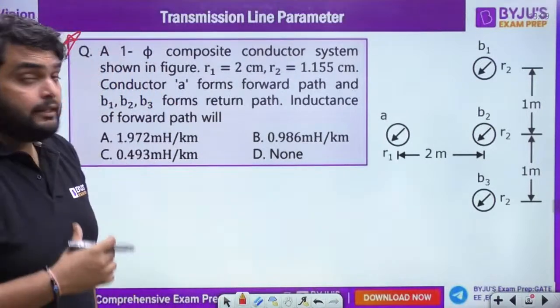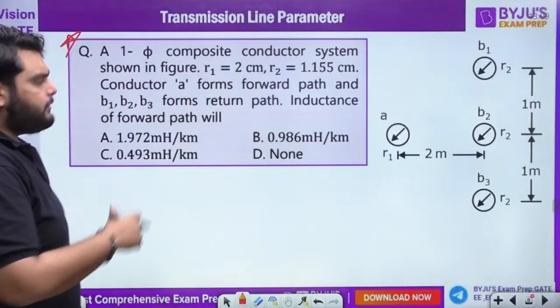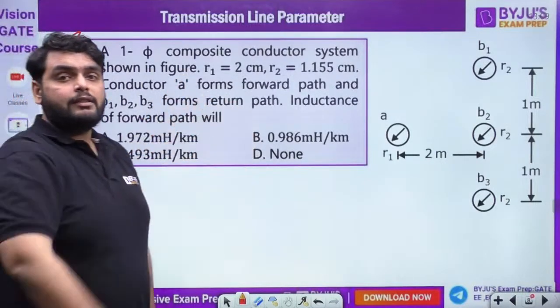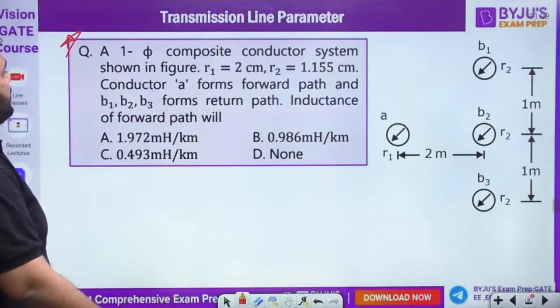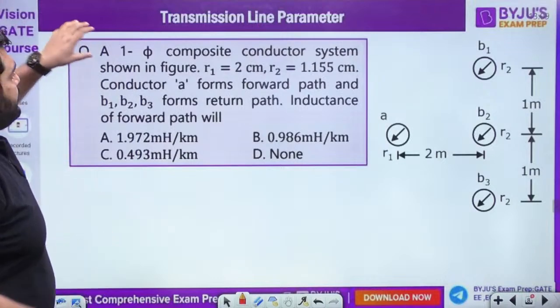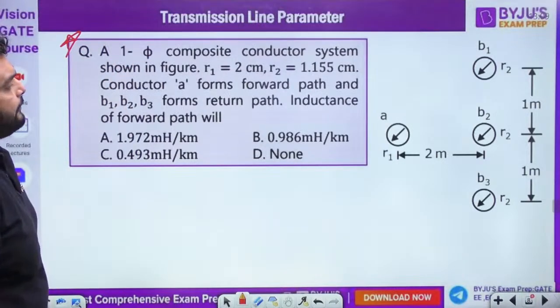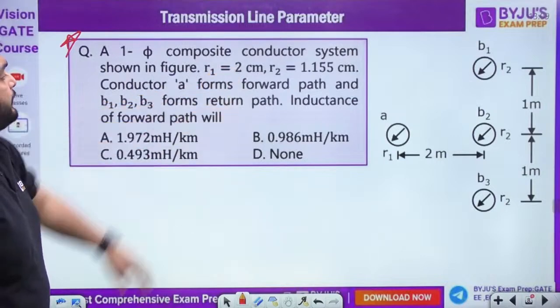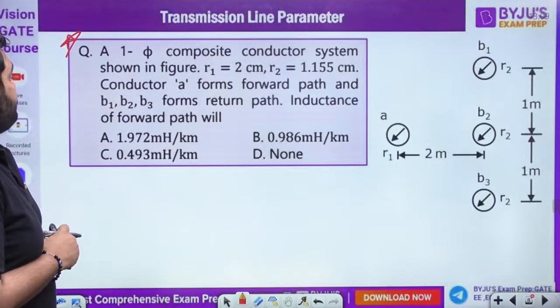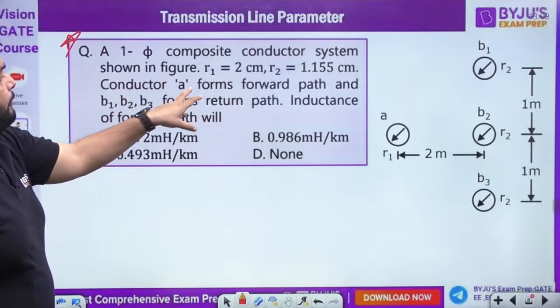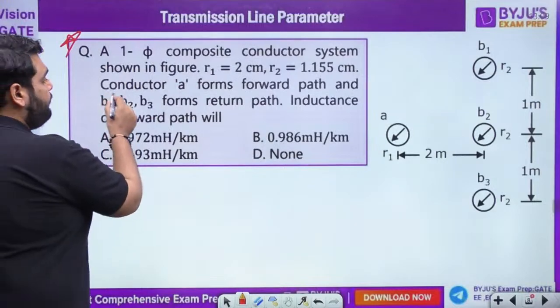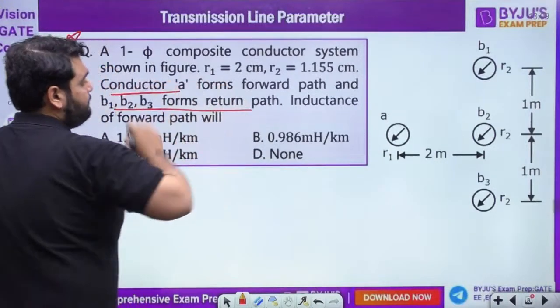Okay, you have heard about ACSR very much. It's not an ACSR, but I'm giving you one example of it. Read the question carefully. A single phase composite conductor system is shown in the figure. R1 and R2, the radius of each subconductor, are given as 2 and 1.155. Conductor A is the forward path and this forms the return path.